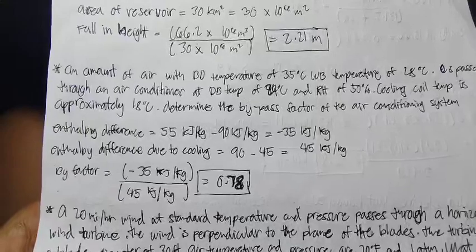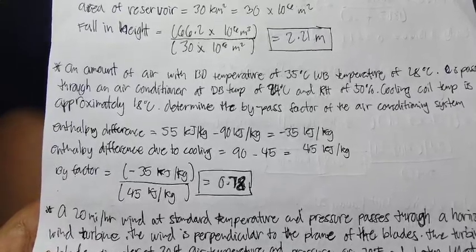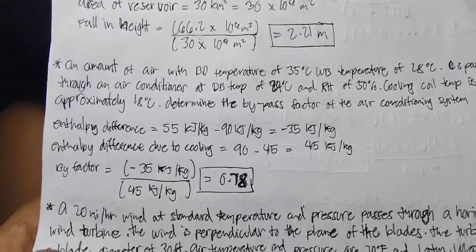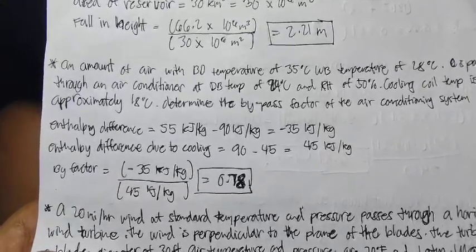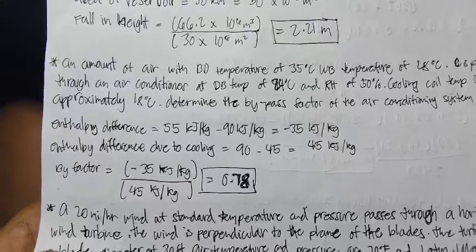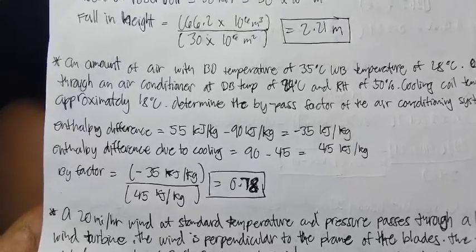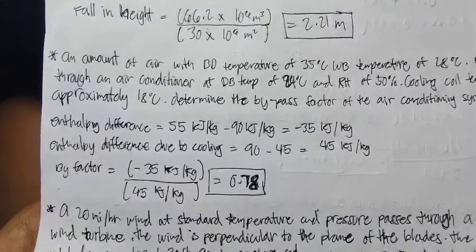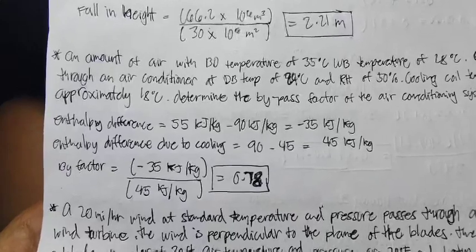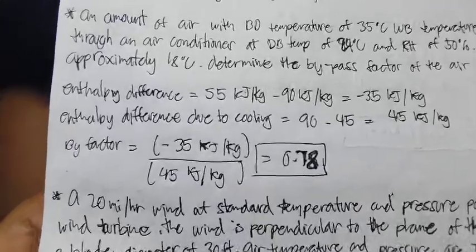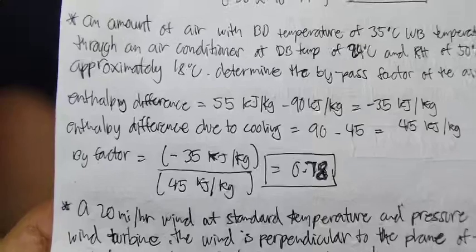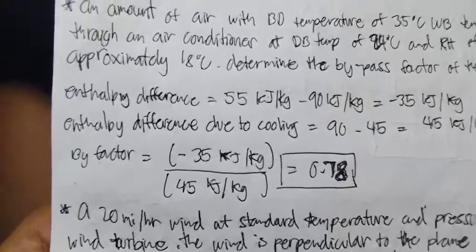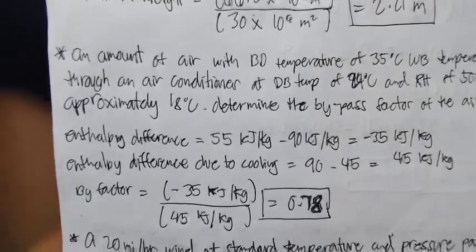Enthalpy difference will be 55 kilojoule per kilogram minus 90 kilojoule per kilogram, so it will be negative 35 kilojoule per kilogram. So the enthalpy difference due to cooling is equal to 90 minus 45, which is 45 kilojoule per kilogram. So for the bypass factor, let's divide: negative 35 kilojoule per kilogram divided by 45 will be 0.78, which is the answer.